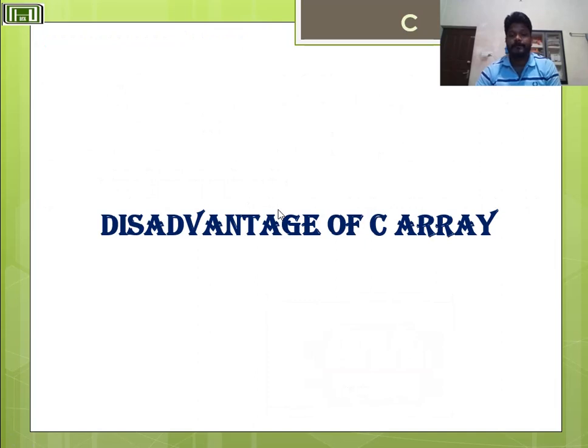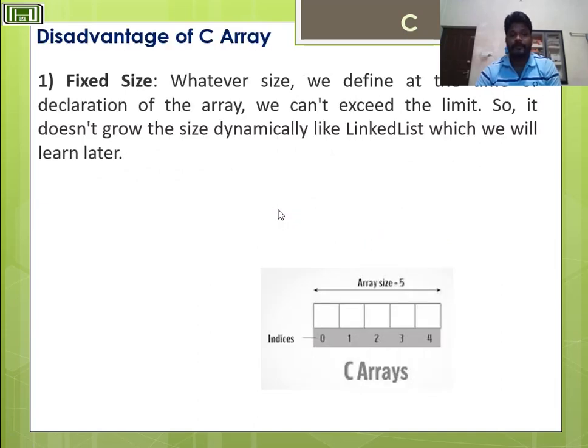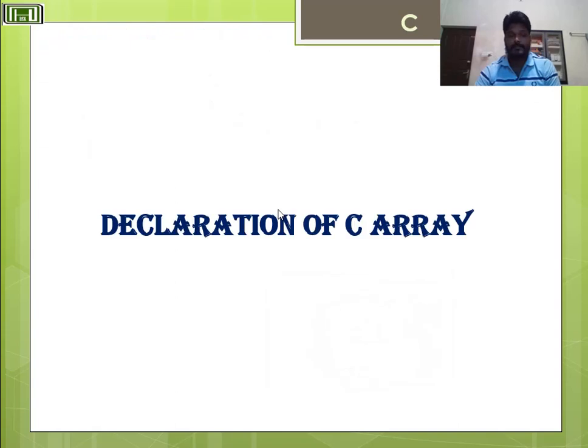array. Now we are going to the disadvantage. Array is a fixed size. So whatever is the size we define at the time of declaration of the array, we cannot exceed the limit. So it doesn't grow in size dynamically. For example, data structures like linked list, stack, and queue can all be altered during the runtime. So one of the disadvantages of array is it is of fixed size.